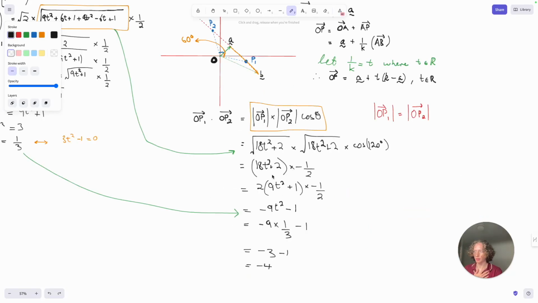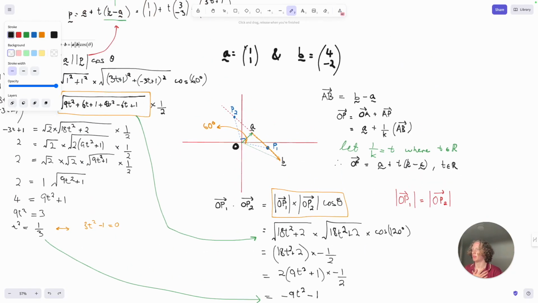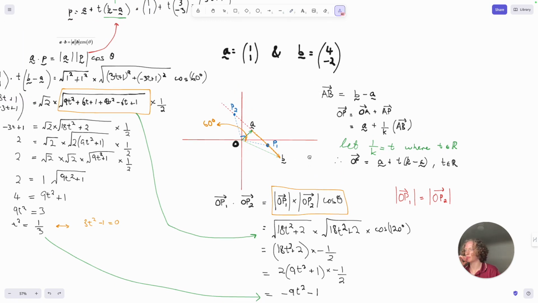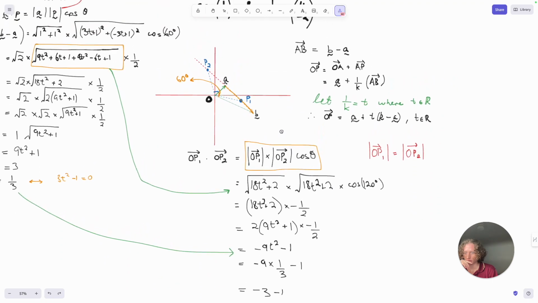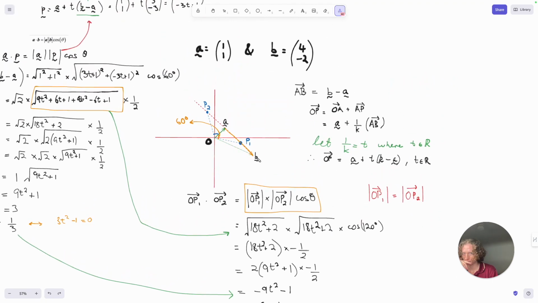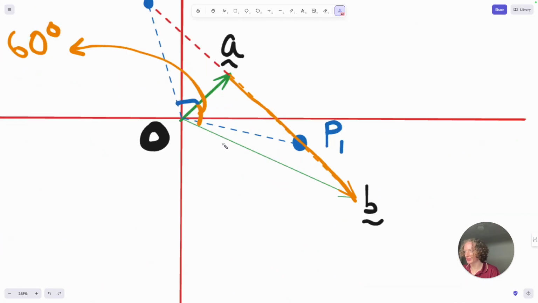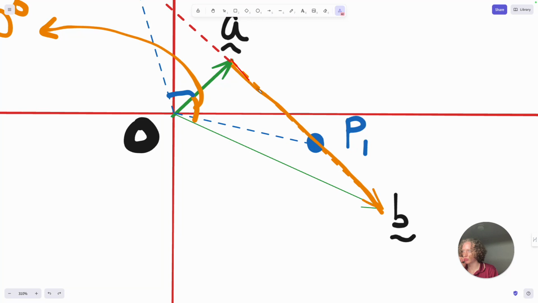Alright, and here's part C. So part C, half the battle is just interpreting what's going on here. So we're asked to find 2 points on this line such that both of them have an angle of 60. And at first that doesn't seem to make sense, because I think the line's restricted, like in this domain, which means that only this point that we found before would have 60.